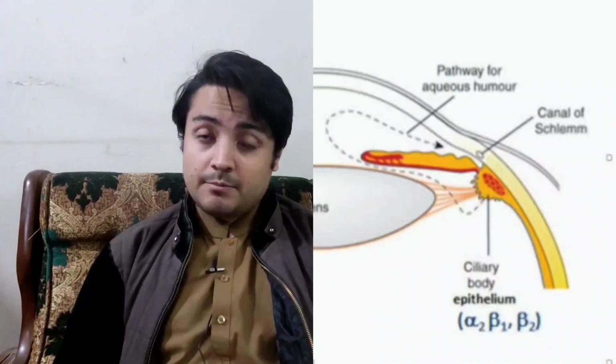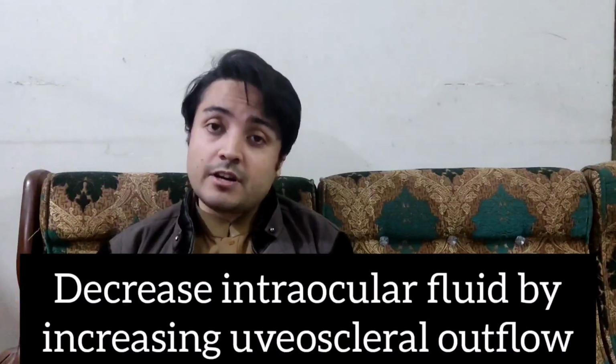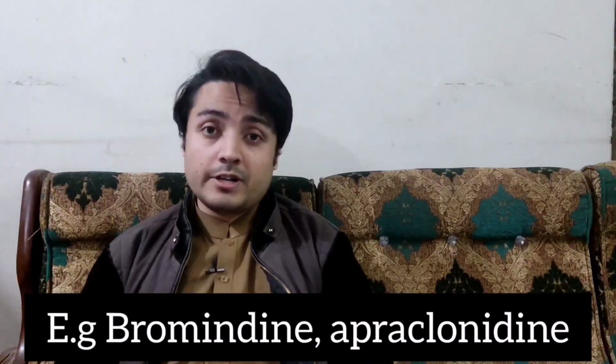Examples include phenylephrine. Alpha 2 receptors are present on the ciliary epithelium, and their agonists cause a decrease in the intraocular pressure, and by increasing the uveoscleral outflow they also decrease the intraocular pressure. And their examples include brimonidine and apraclonidine.